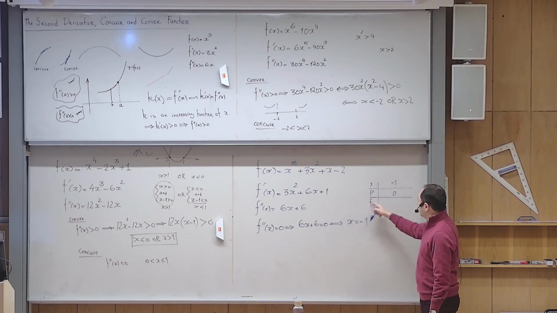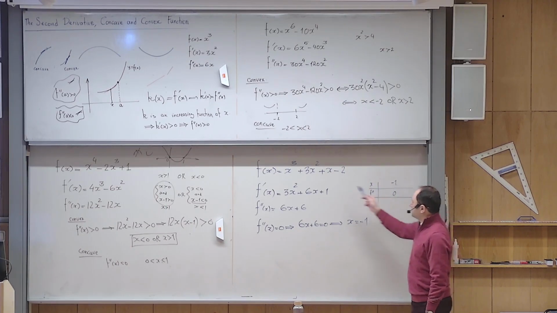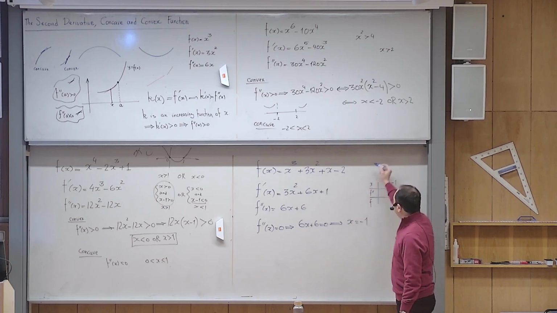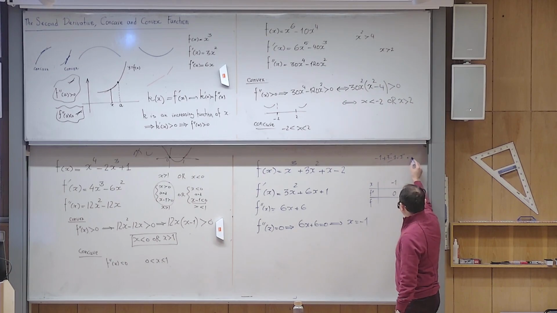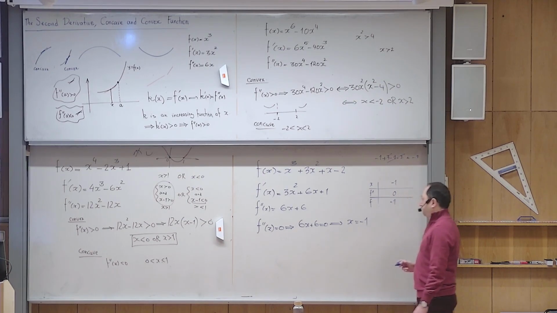Yes? Because you see this is the line for the function. So let us do it here. I put minus 1 everywhere here. So this becomes minus 1 plus 3 minus 1 minus 2. So this is gone. So it becomes coincidentally the same.